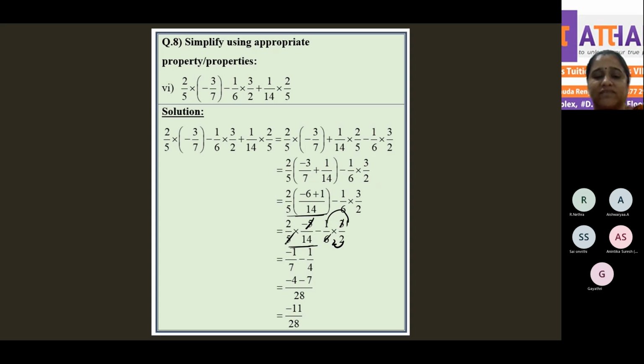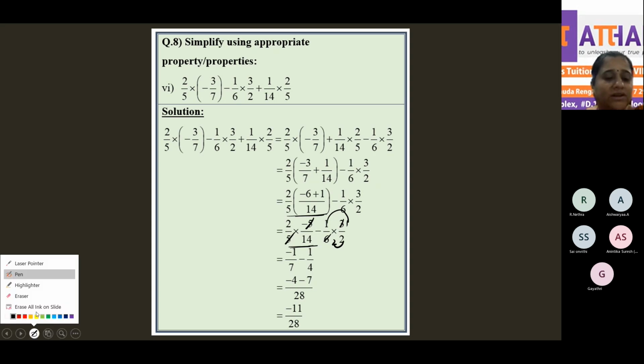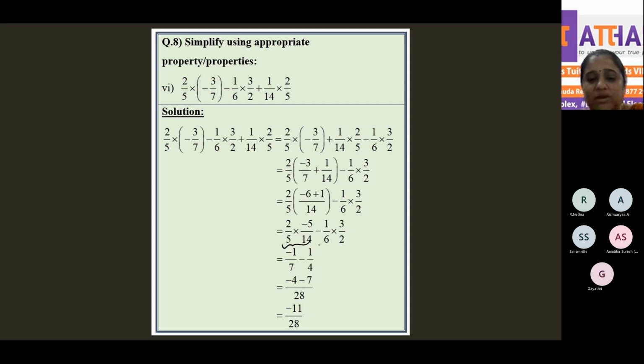Here 5 and 5 gets cancelled. Within the product you can cancel. Within this product you can cancel. You cannot cancel this 2 and 2. You cannot cancel. See, there's a minus sign. You cannot go past the minus sign and cancel 2 and 2. You can cancel within this product and within this product. You cannot cancel this 2 and this 2. You cannot go past the minus and plus sign and cancel.